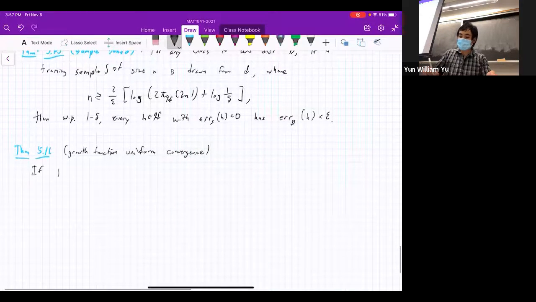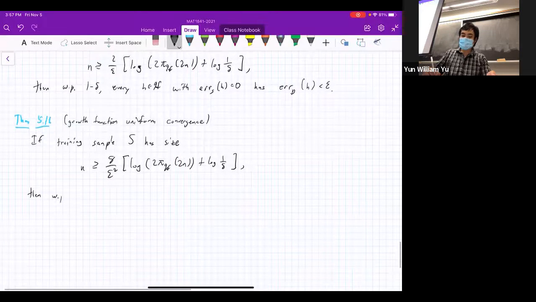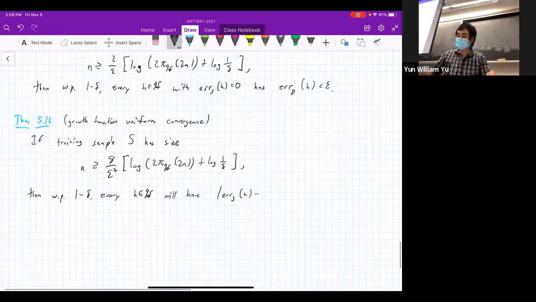And so if the training sample S is even bigger, sample S has size n at least 8 over epsilon squared times log of 2 pi sub h of 2n plus log of 1 over delta. Then with probability 1 minus delta, every single h in H will have the difference between the two errors, error sub S minus error sub D, less than or equal to epsilon.